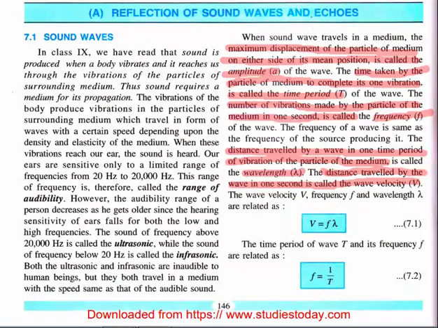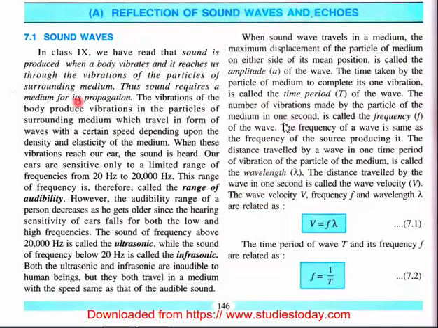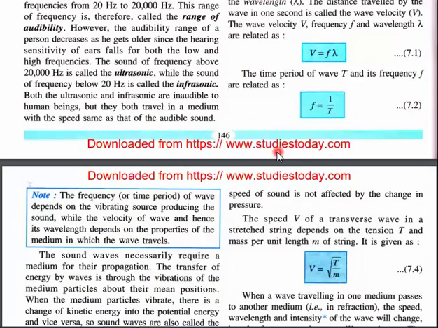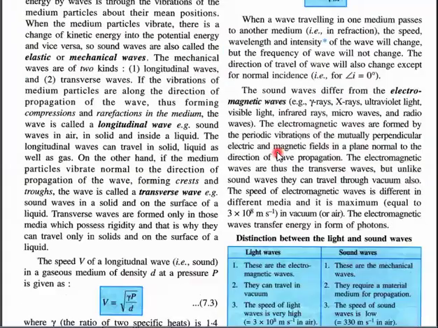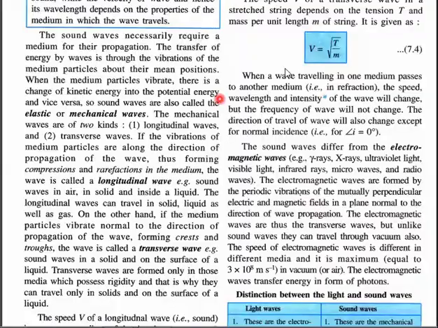Then we have these formulas which are important. V equals F lambda, and F equals 1 by time period, that is T. Then scroll down. This and all not necessary. We have another formula, this one. This is important.